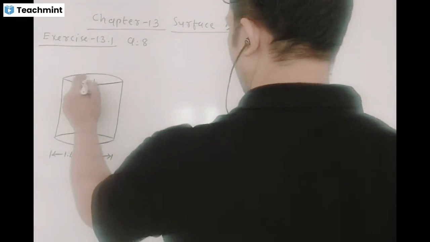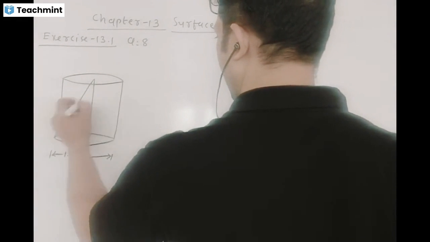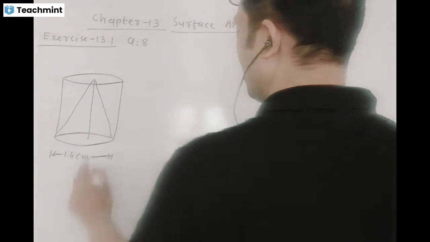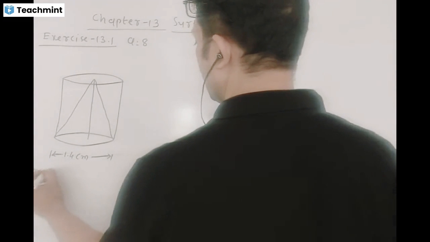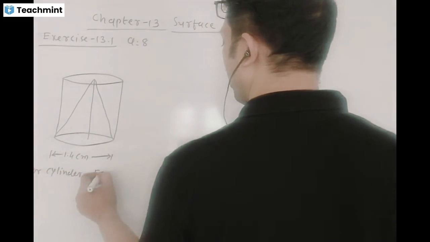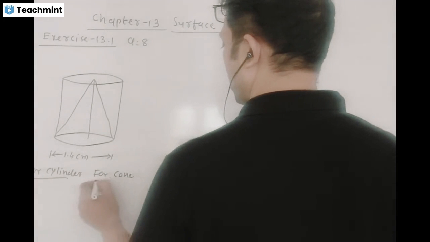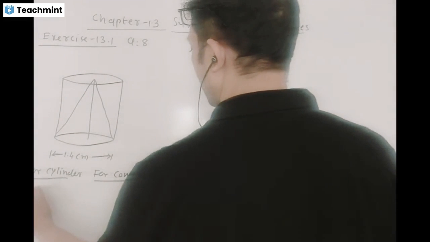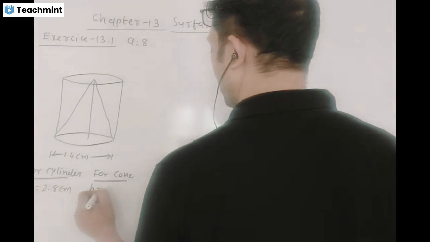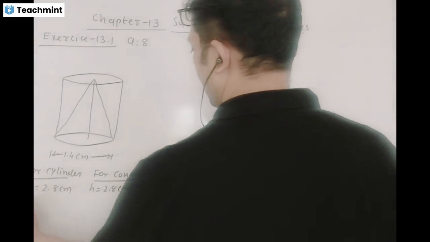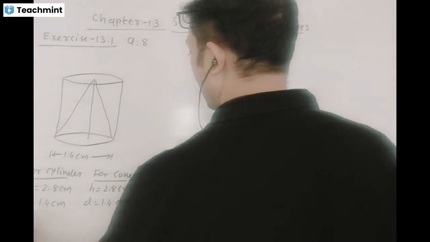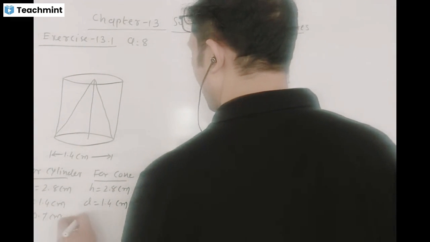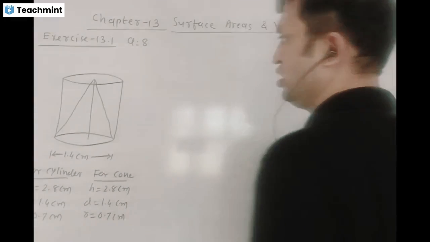What does this mean? We have removed a part from it. Hollowed out, we removed this much part. Which one? The same base, the same diameter and the same height. Okay, there are two, for the cylinder and for the cone. The height of the cylinder is 2.8, the same as the height of the cone. Both heights are 2.8 centimeter. The diameter is 1.4 centimeter, the diameter of the cone is also 1.4. Therefore, the radius is equal to 0.7 centimeter.